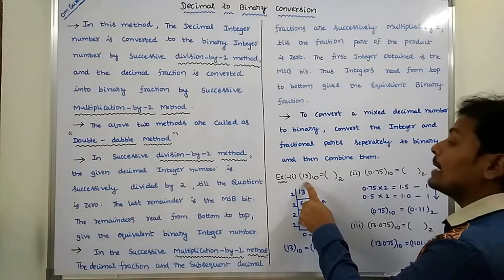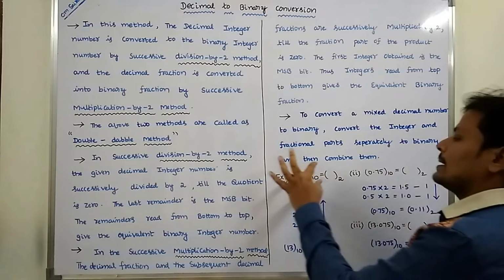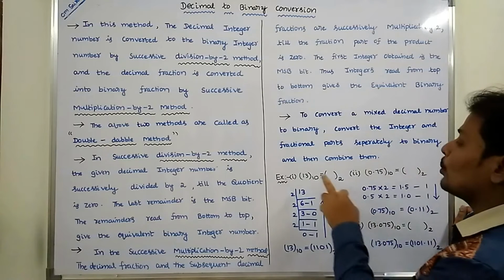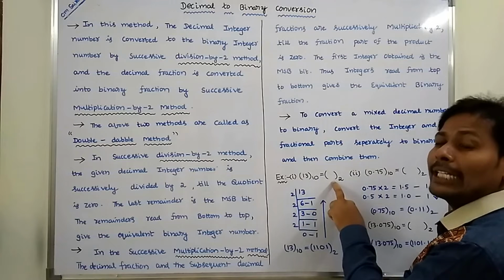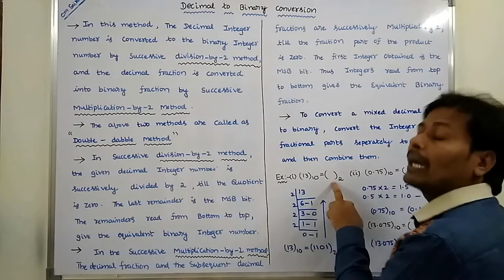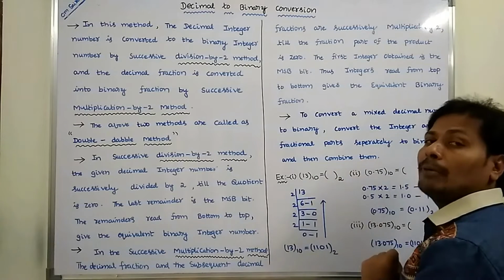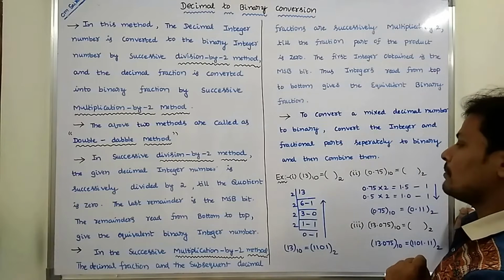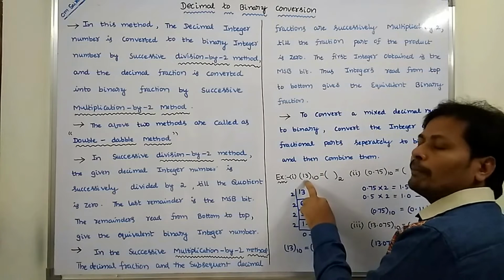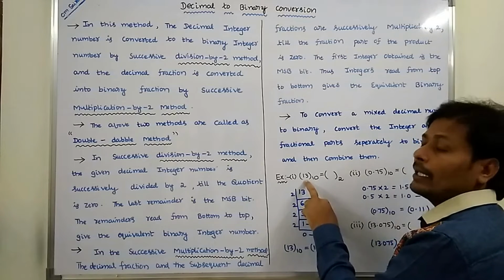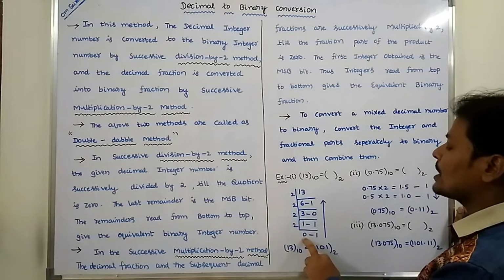This is a decimal integer number, 13 base 10. To convert this decimal integer number into the equivalent binary integer number, we have to use the successive division by 2 method. In this method, the given decimal integer number is successively divided by 2 until the quotient is 0.